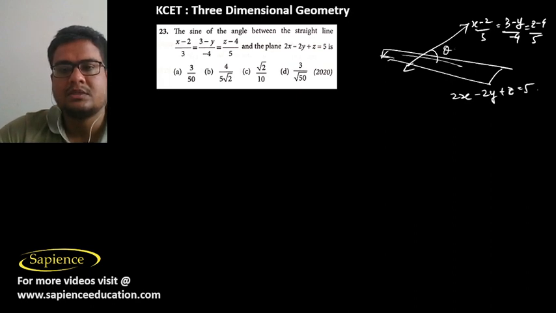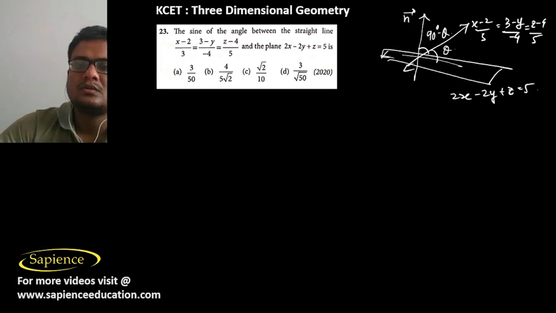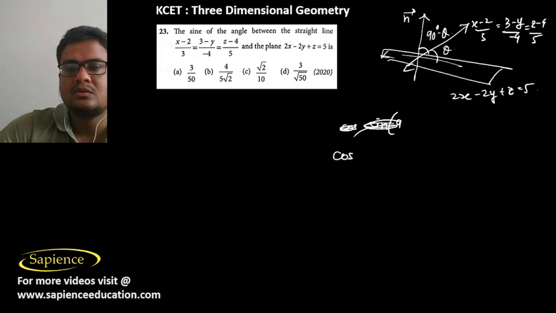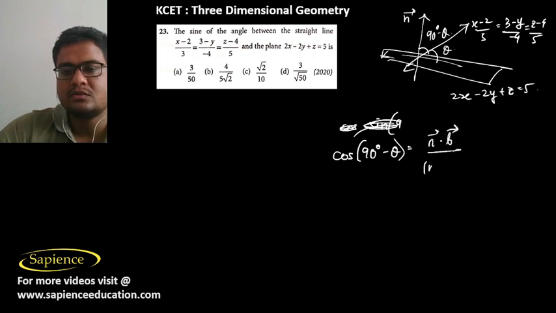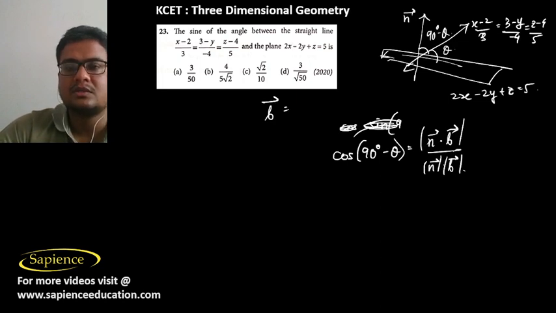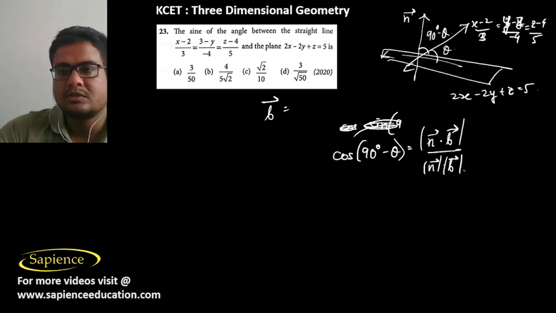If the angle is theta, and n vector is the normal vector to this plane, then the angle with the normal will be 90 minus theta. So I can write cos of (90 minus theta) equal to mod of n vector dot b vector divided by magnitude of n vector into magnitude of b vector, where b vector represents the direction ratios along the line. So this I can write as (y minus 3) by 4.